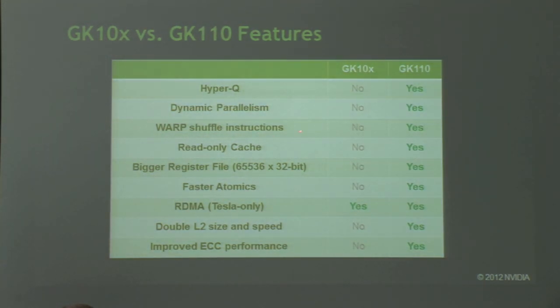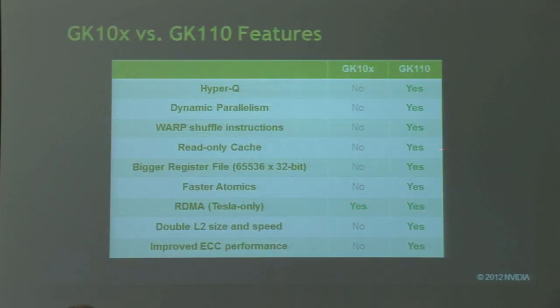We've added warp shuffle instructions. Now within a warp, with a single instruction, you can exchange data around. This is great for saving shared memory, since in one instruction you can transfer data all the way around. We've also added a read-only cache. On Fermi, you had to use textures to do this, so it was pretty complicated to program.